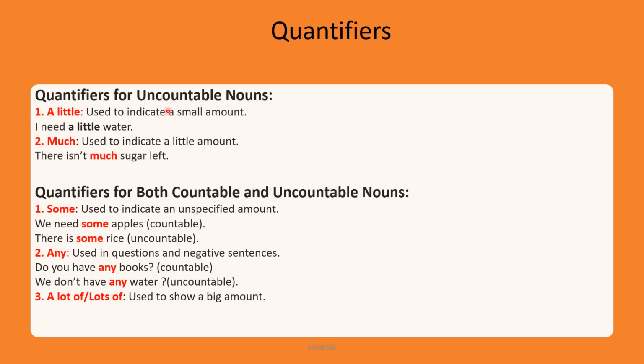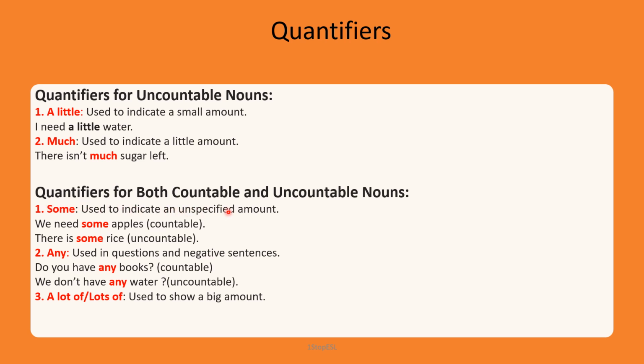Quantifiers for uncountable nouns. Number 1, a little. Used to indicate a small amount. For example, I need a little water. Number 2, much. Used to indicate a large amount. For example, there isn't much sugar left.